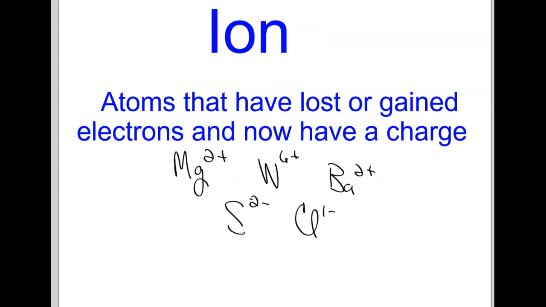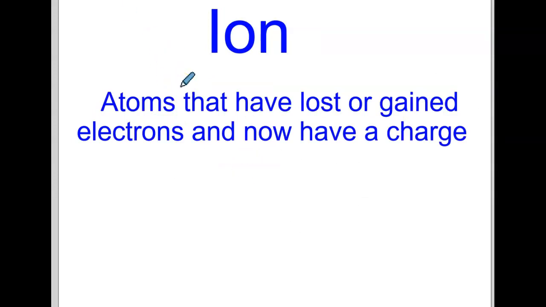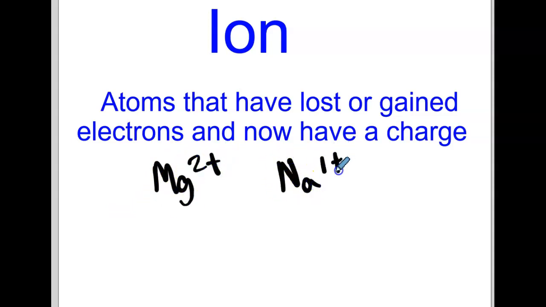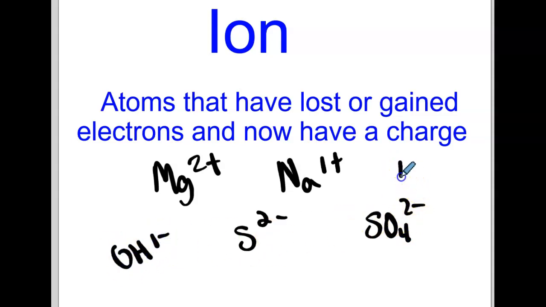Ions: atoms that have lost or gained electrons and now have a charge. Remember that if an atom has lost or gained electrons, it's considered an ion. For instance, magnesium 2+, sodium 1+, sulfur 2-. We also have something called polyatomic ions, which we're going to talk about in a moment. That would be something like SO4 2-, that's a sulfate, or OH 1-, or NH4 1+.